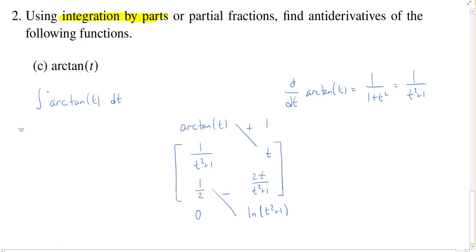And so my antiderivative will be t arctan of t minus a half the natural log of t squared plus 1.